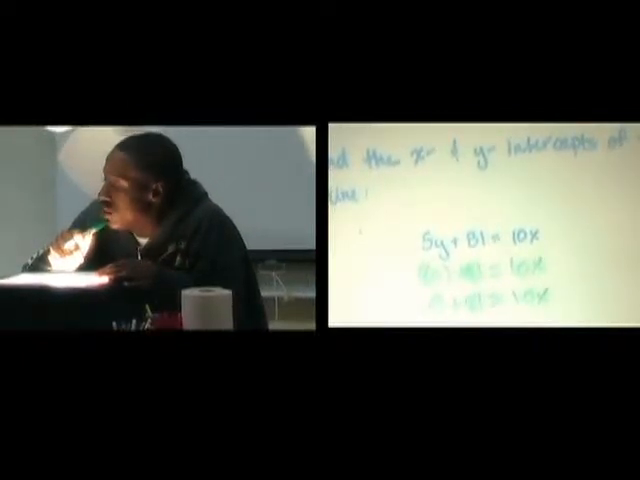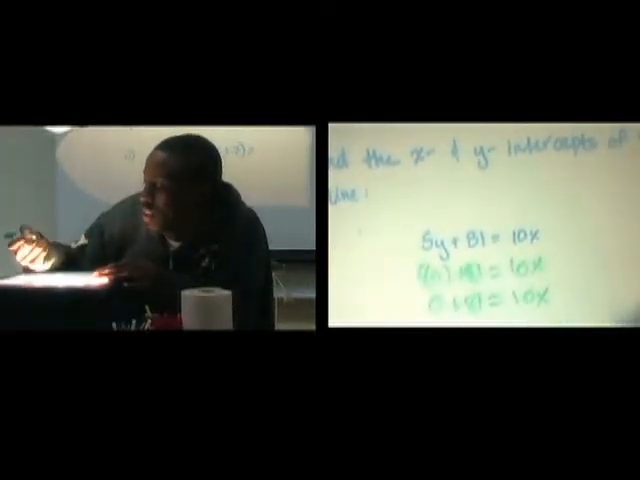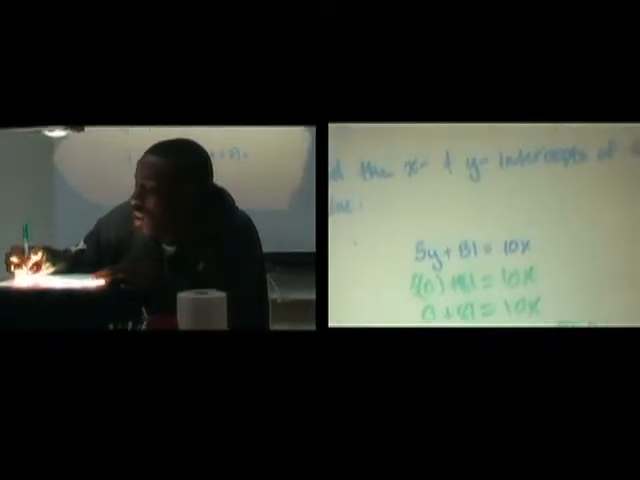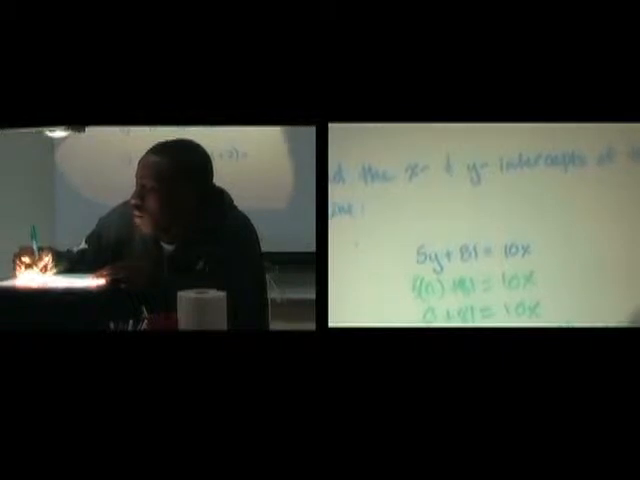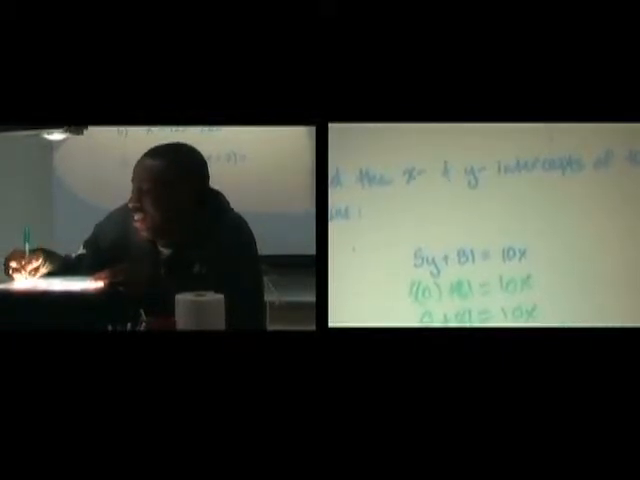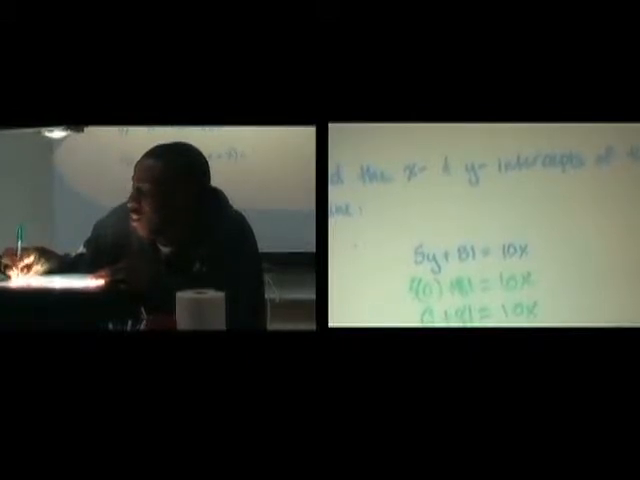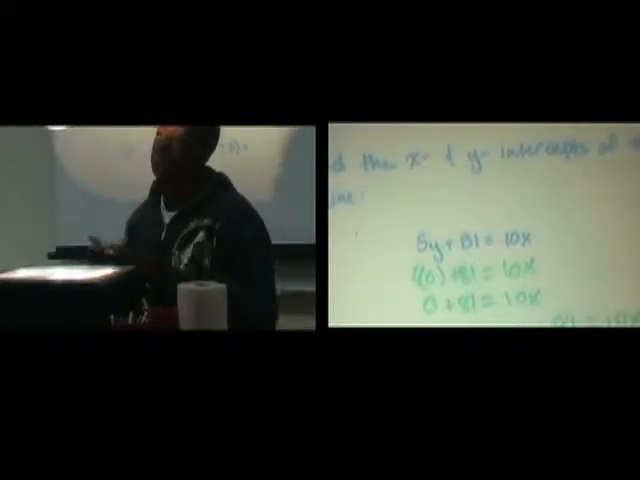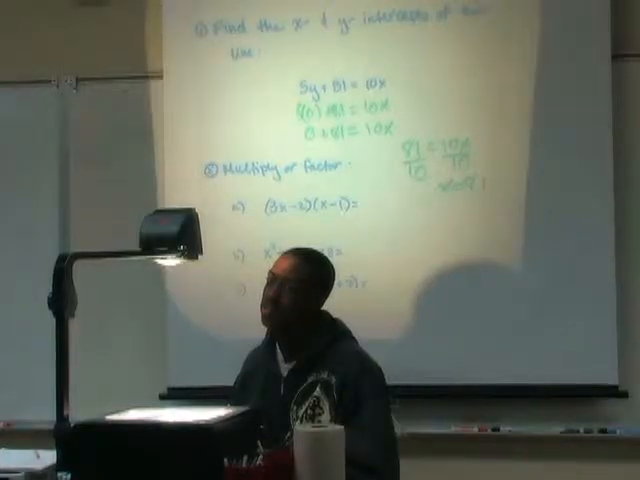0 plus 81, that's 81. So it'll be 81 equals 10x. And I divide by 10 because you always divide by what's with the x's. So it comes out to be x equals 8.1. So that's the x value, right?